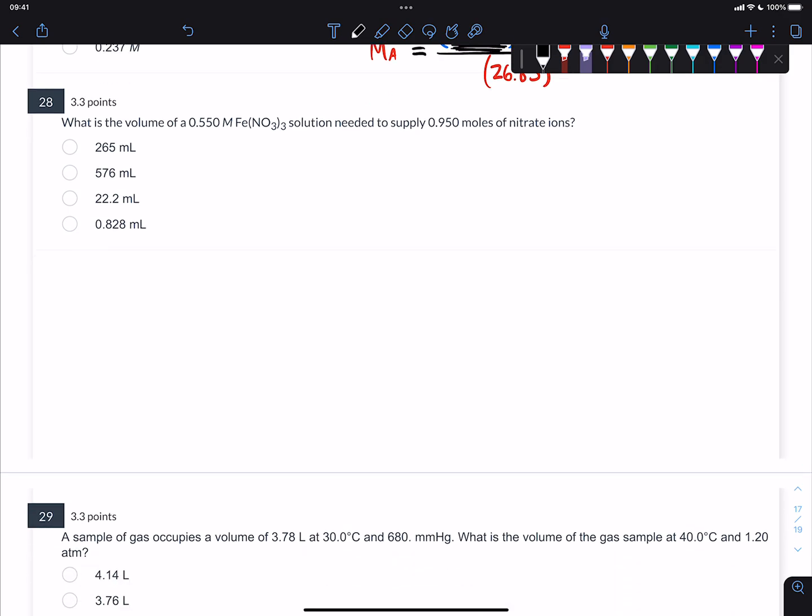Number 28. What is the volume of 0.550 molar iron 3 nitrate solution needed to supply 0.950 moles of nitrate ions? So really, again, remember, molarity is equal to moles over liters. Now we're looking for volume, so we need to rearrange this to solve for L. So liters is equal to moles over the molarity. Keep in mind your units are not what they should be right now. We can fix that later. So we know we need 0.950 moles of nitrate.